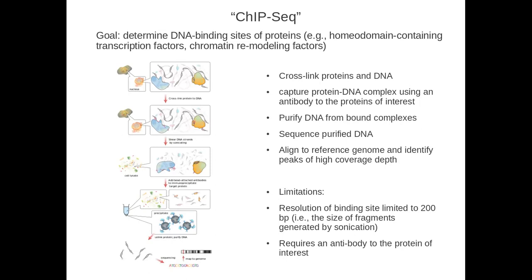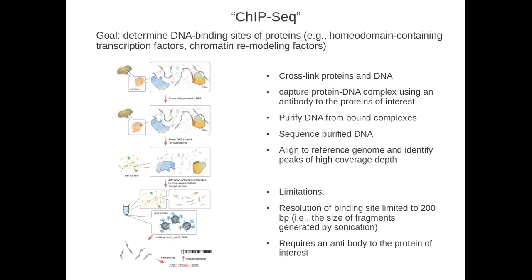We can then remove the DNA from these complexes, and then we can sequence only the DNA that was bound to the protein of interest. Okay, so we've effectively excluded all of the rest of the DNA in the genome where the protein was not bound. This is how we can then detect small regions of the genome where proteins are bound to the DNA, right?